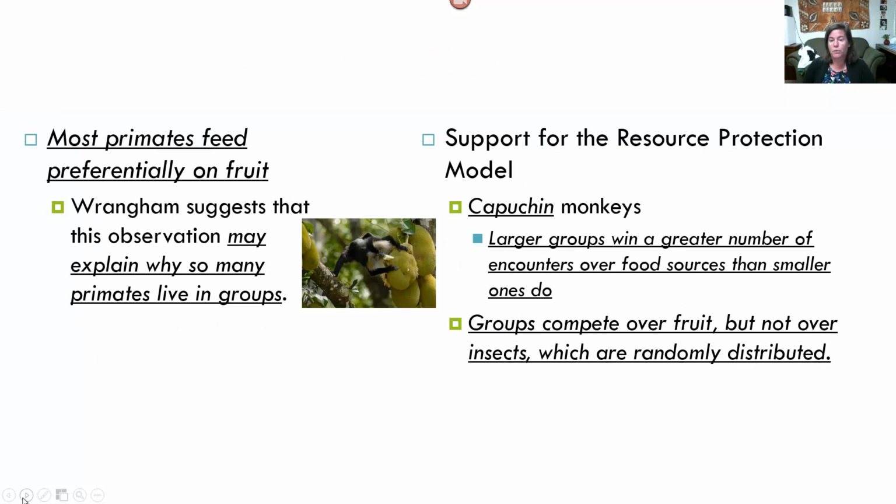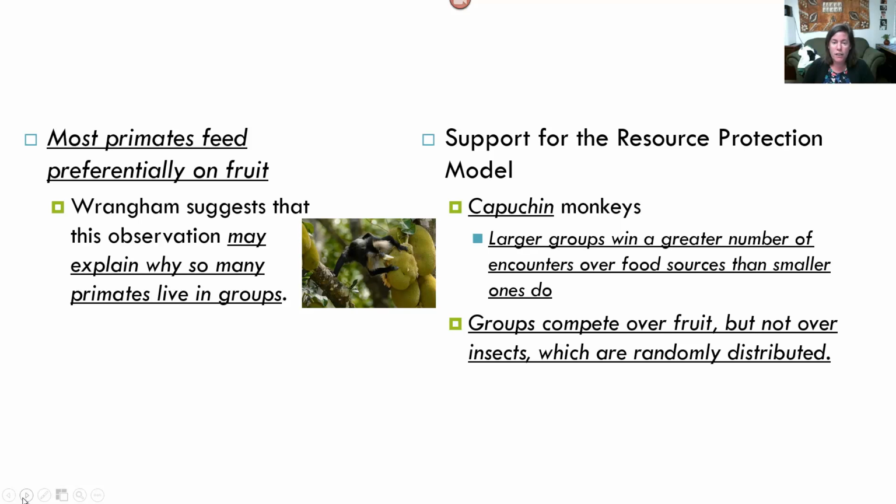So what kind of support do we have for the resource protection model? Well, in capuchin monkeys, larger groups win a greater number of encounters over food resources than do smaller groups. For example, in over 100 encounters between groups at fruit trees, larger groups emerged as victorious, able to consume the fruit, while the smaller group was forced to leave the fruit tree and forage elsewhere. The fact that members of large groups usually defeat smaller groups in confrontations over access to food supports the resource defense model.